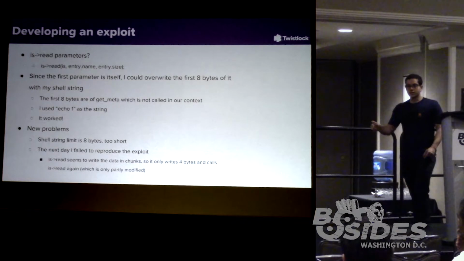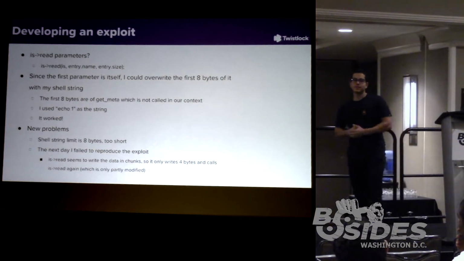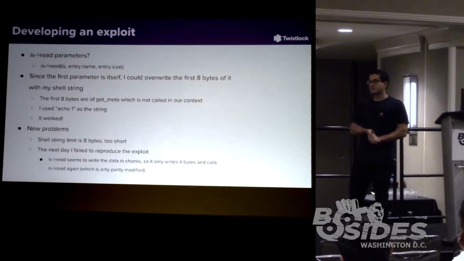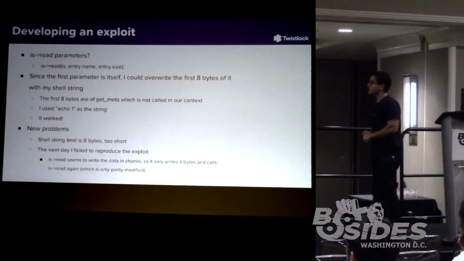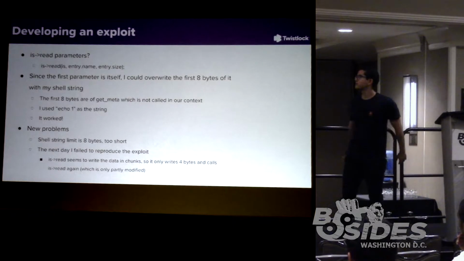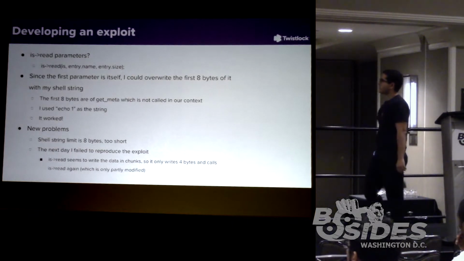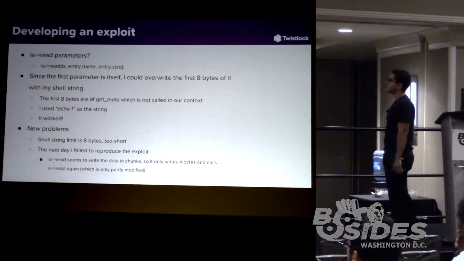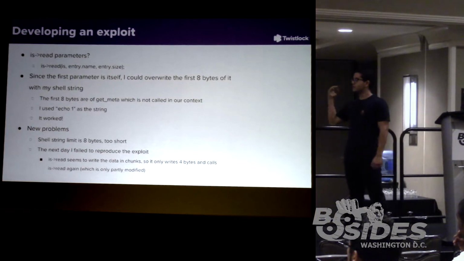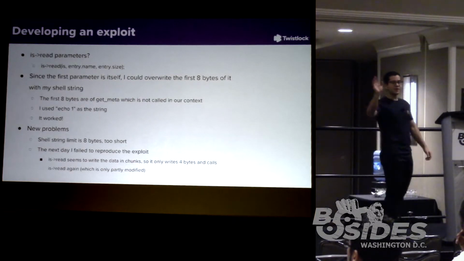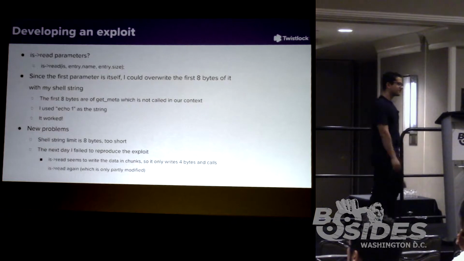So the function that I wanted to call was system. System is a syscall that takes a shell string and just executes it. So that's pretty simple for a proof of concept. Let's say I just write echo 1 in it, and it would just run that. So I put echo 1 instead of the 8 bytes of the get meta, and I put system in the read address, and I got it running. I got 1 printed to the screen, and then a segfault.